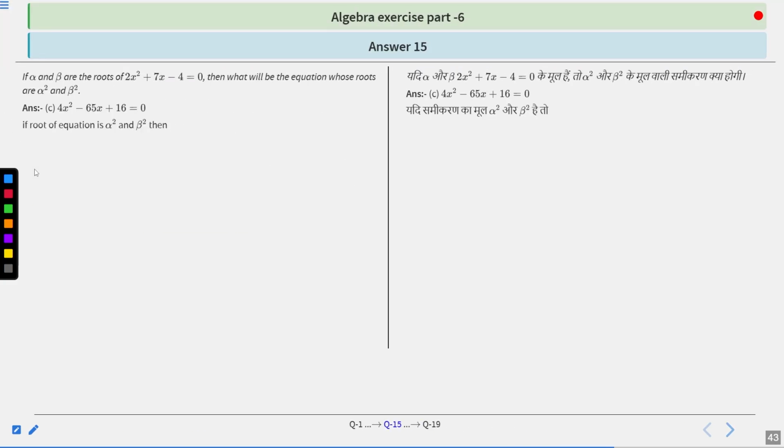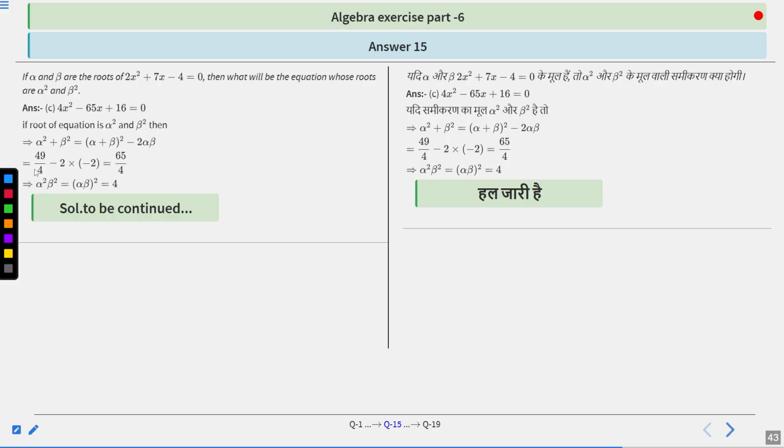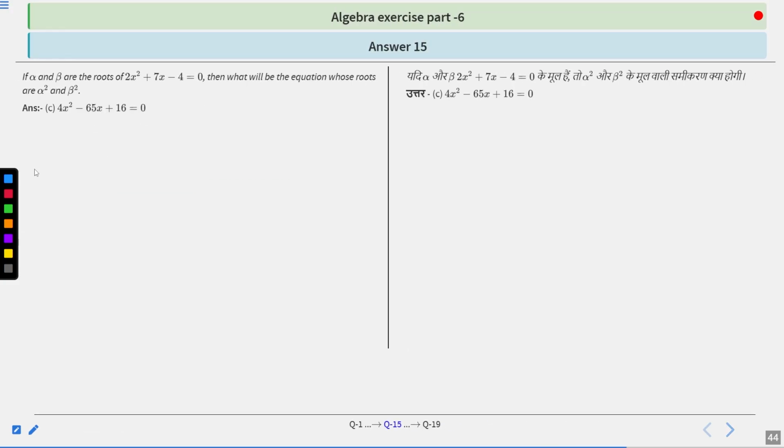So if roots of equation are alpha square and beta square, then alpha square plus beta square is going to be equal to alpha plus beta's whole square minus 2 alpha beta. Therefore 49 upon 4 minus twice of minus 2, that is going to be equal to 65 upon 4. And alpha square into beta square, or alpha into beta's whole square, is going to be equal to 4.